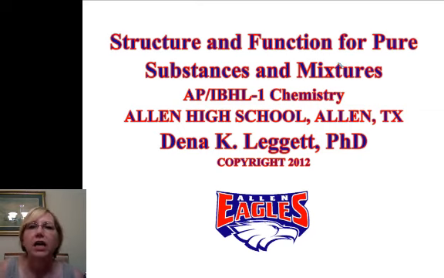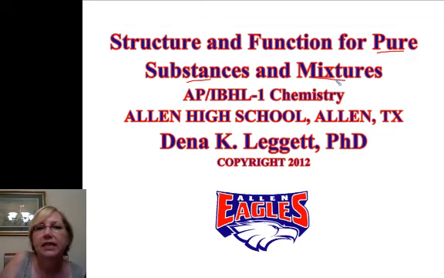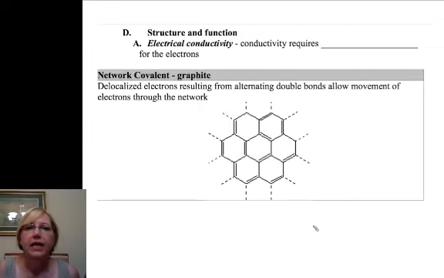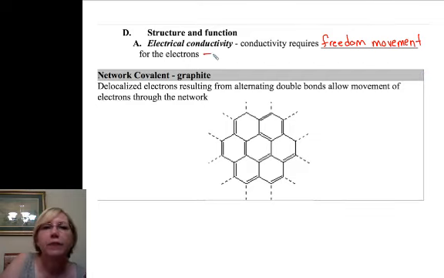And we're talking about how structure and function interrelate with one another and the properties of substances. We're going to be doing first pure substances and then evaluating mixtures. Now, the first one I picked, kind of random, as we talk about structure and function, is electrical conductivity. Conductivity requires freedom of movement for electrons. So somehow the structure has to accommodate the electron's mobility. So we need electron mobility.